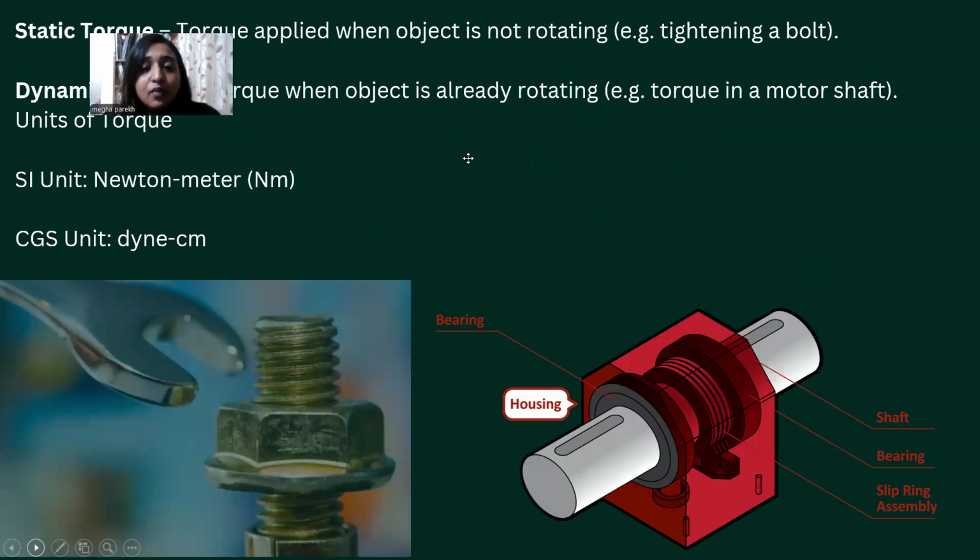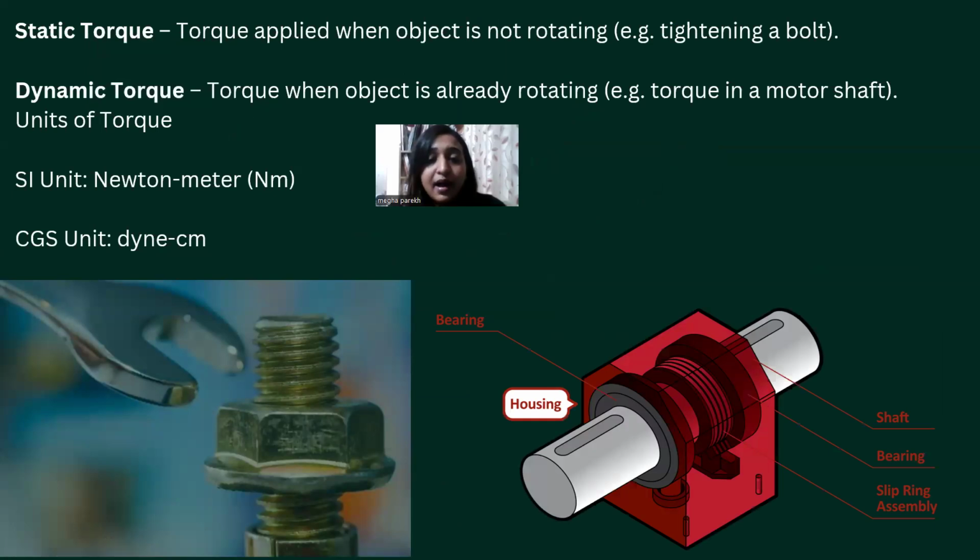Now, we can understand the torque by bifurcating it into two parts: static torque and dynamic torque. Static torque is what? When the object is not rotating, it's known as static torque. Like we have seen the bolt. The bolt is not rotating, but we are applying torque to fit it. So it's an example of static torque, and here we can see an example of dynamic torque.